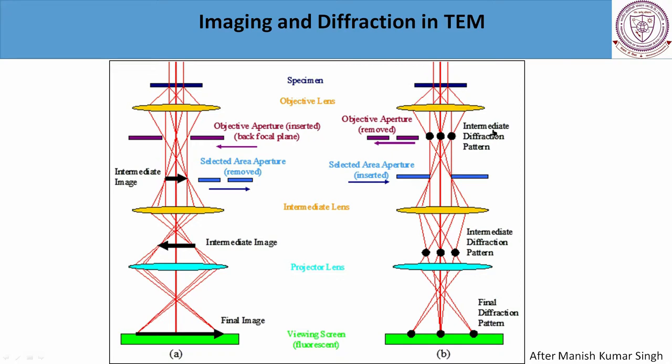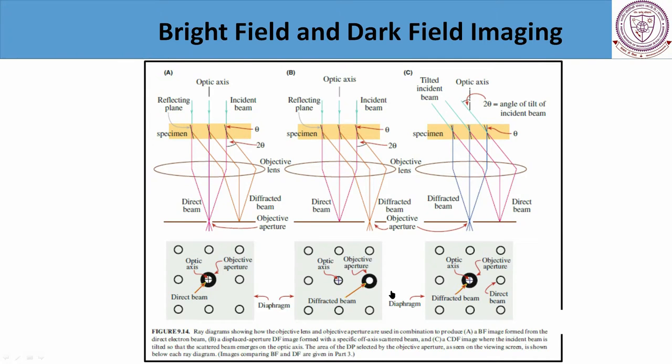In case you are removing the objective aperture, then the first diffraction pattern is formed on the back focal plane of it. And finally, you can enlarge it, and on the fluorescent screen, you will be able to see the final diffraction pattern. I will be showing you how a diffraction pattern will look like and how an image is going to look like in the electron microscope.